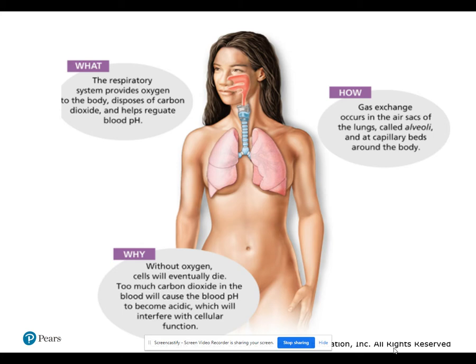Why? Well, without oxygen, cells are going to eventually die. And if you build up too much carbon dioxide in your blood, this is going to cause your blood pH to become super acidic, and it actually interferes with a lot of cellular functions that your body needs to accomplish in order to be healthy.